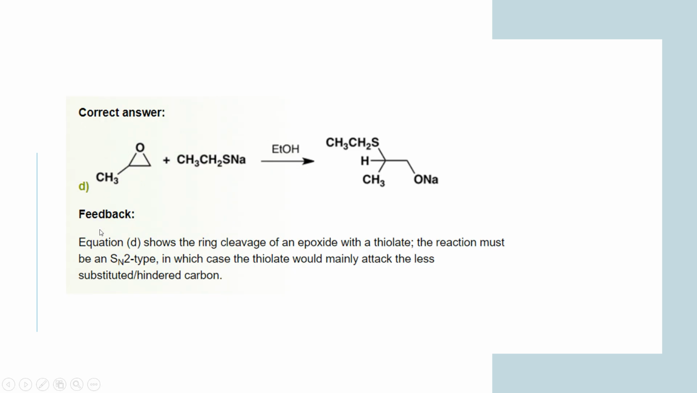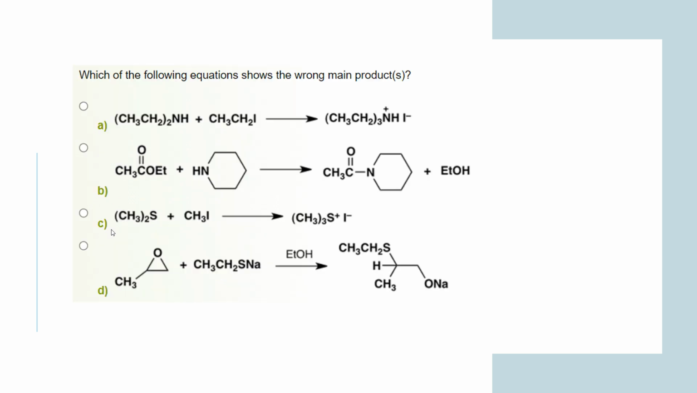Moving to option C. In option C you are given this sulfide, and you are attacking at this methyl iodide. This will follow a somewhat similar mechanism to the one we came across in option A. This sulfur is electron rich, so it can donate its electron pairs to the delta positive carbon, and iodide can leave.